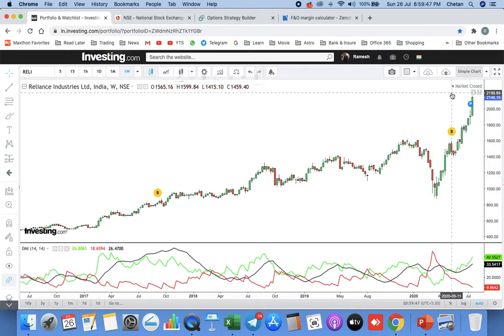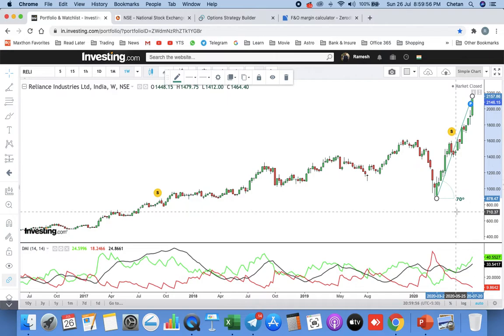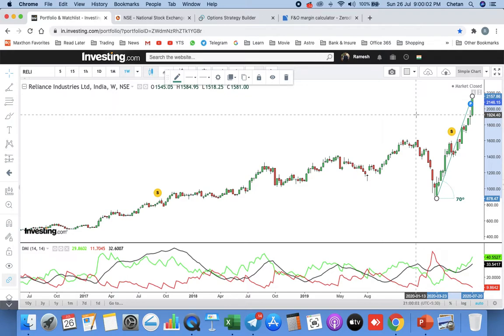You saw that rising degree also, correct? Whenever I show you the trend angle for Reliance, you can see the trend it has achieved. A 70-degree rise is seen. This cannot be sustained. Even if it goes to 2,000, maximum it can go another 100 rupees. I don't see more than that.